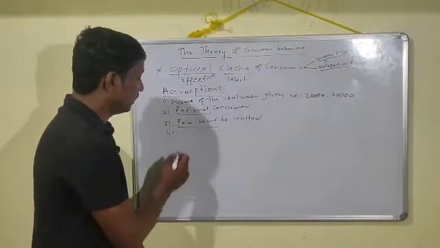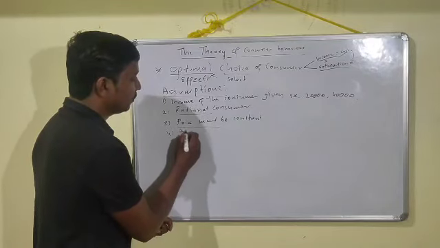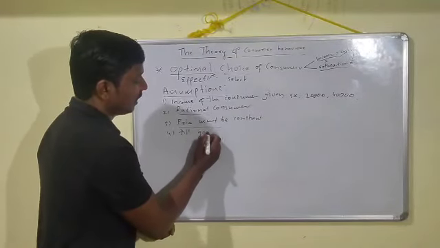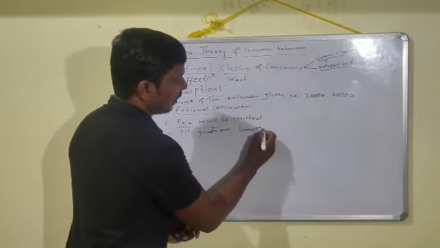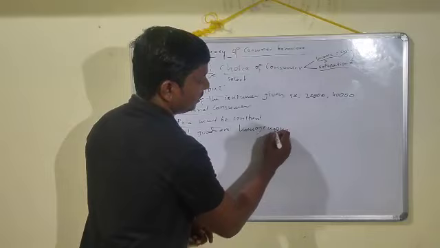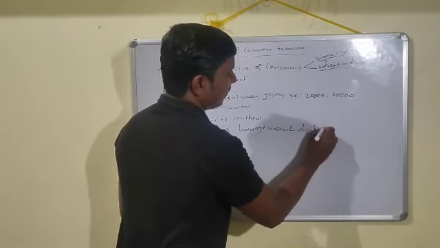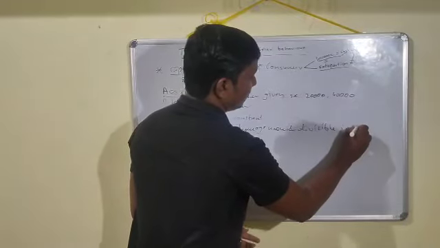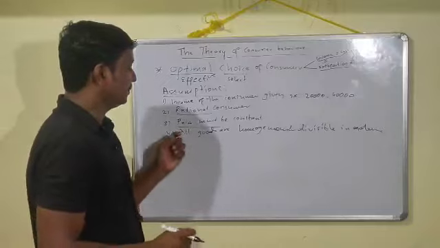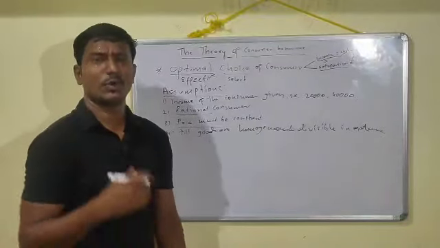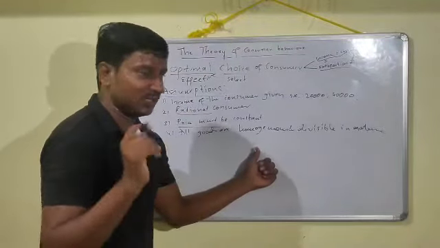Come to the fourth one here. The fourth assumption that we are going to make here is what? All the goods are homogeneous and divisible in nature. So one more assumption that we are going to make here: all the goods are homogeneous. Homogeneous means which are similar, which are the same, and that must be taken as one of the assumptions here.